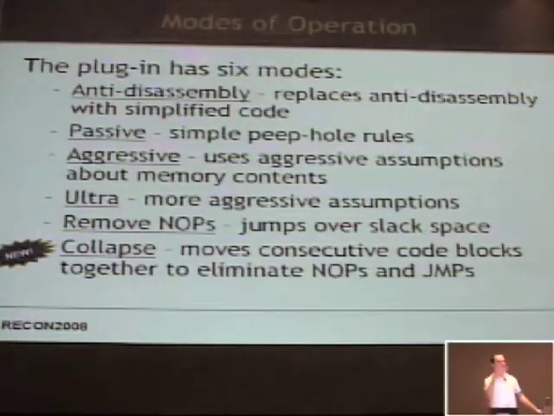We want to jump over the no ops that we've created just to make it look nicer, so that you don't have to step through no ops when you're slogging. Collapse is sort of just an evolution of remove no ops. Instead of jumping over no ops, we take the function that you want to deobfuscate and move all the instructions from below no ops or from in between no ops. We just move it all up so that you get, hopefully, one continuous code block.